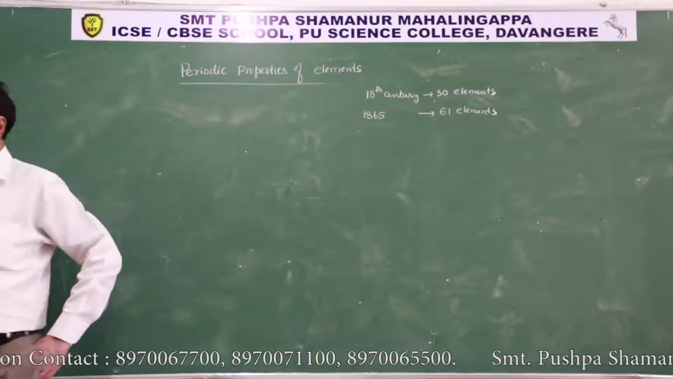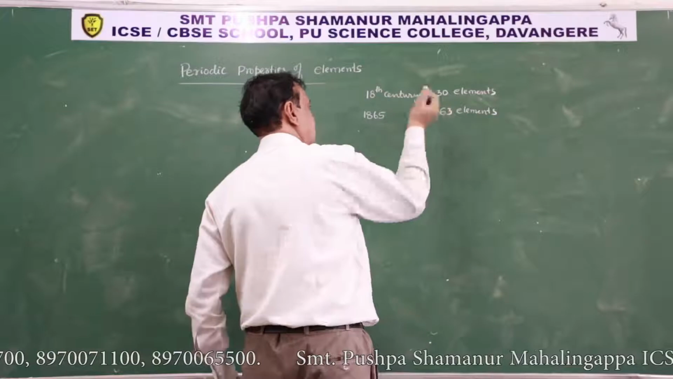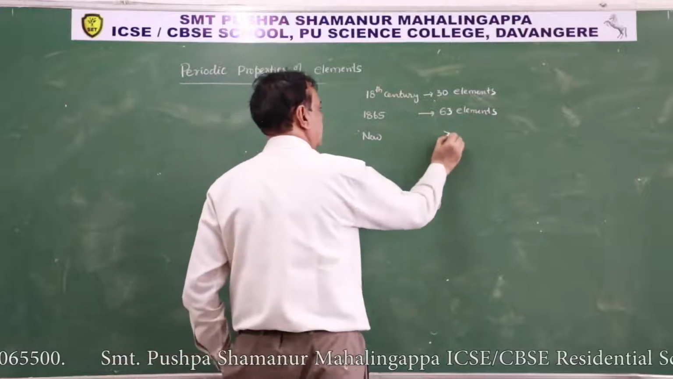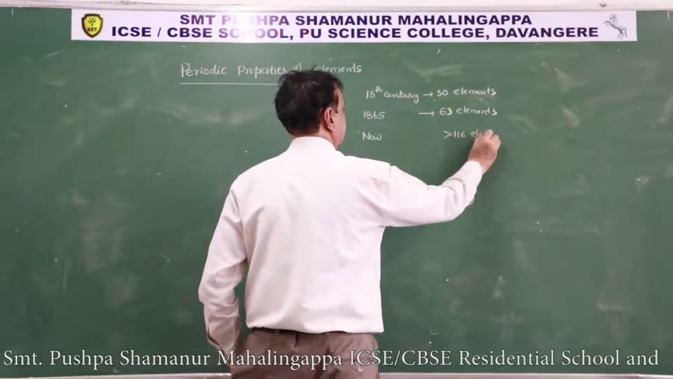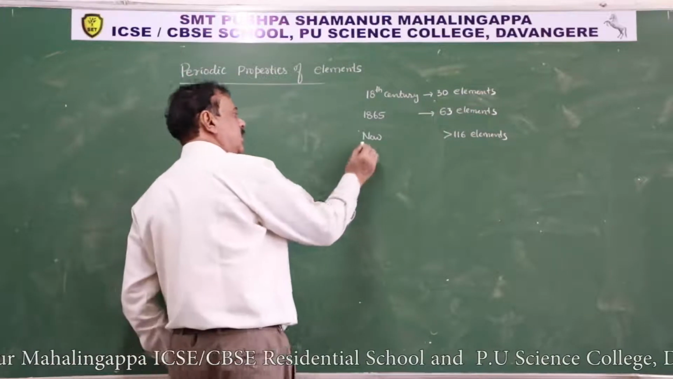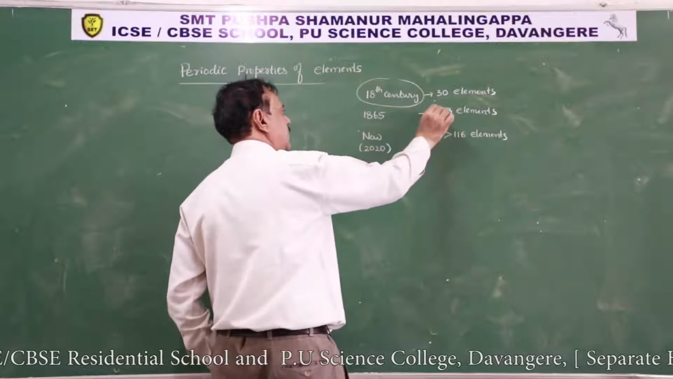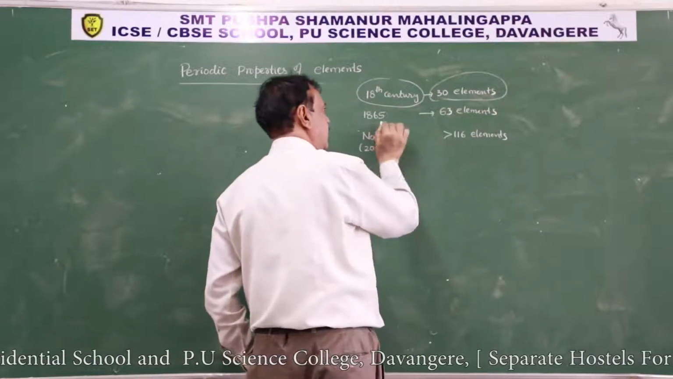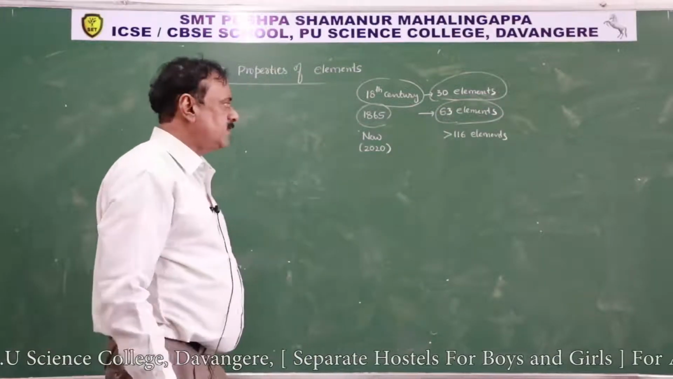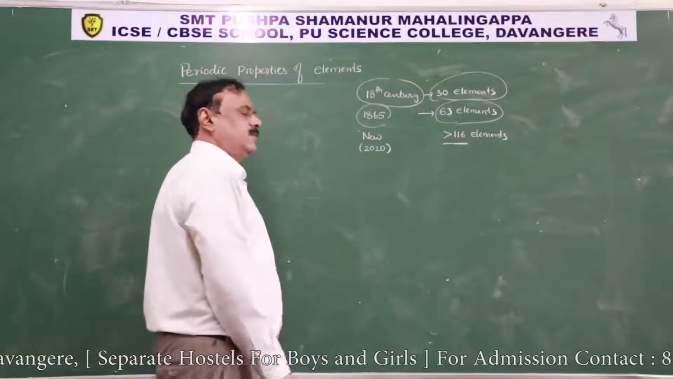Now we have more than 116 elements. In the 18th century, only 30 different elements were discovered. In 1865, the number of elements was found to be 63, and now we have more than 116 elements.